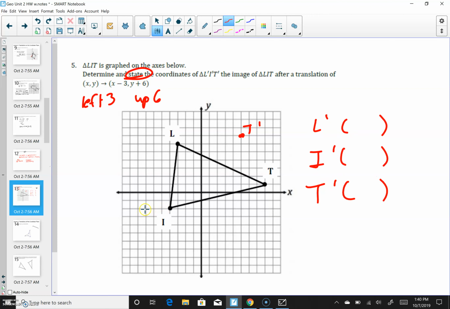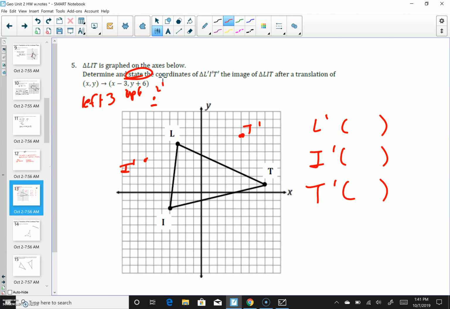I, left 1, 2, 3, up 1, 2, 3, 4, 5, 6. There's I prime. And L prime doesn't look like it's going to fit. Left 1, 2, 3, up 1, 2, 3, 4, 5. And we're going to put the 6 there. So I'm going to erase where I wrote up 6. I'm going to move that a little bit. And then left 3, up 5. It's actually going to be 2 rows above for L prime.